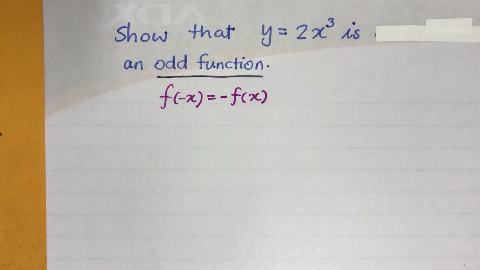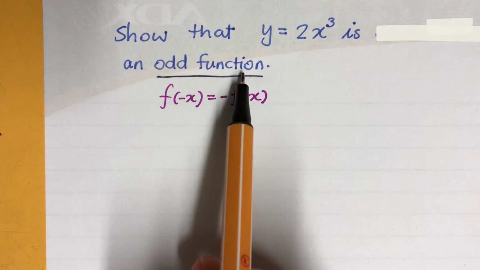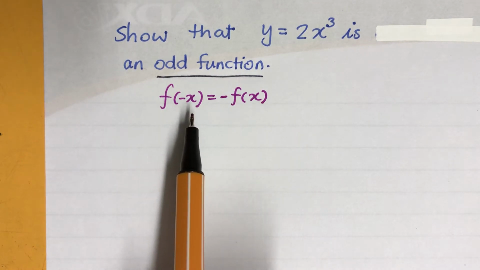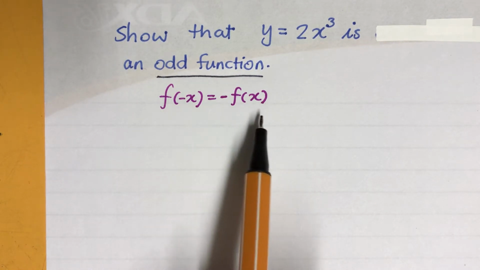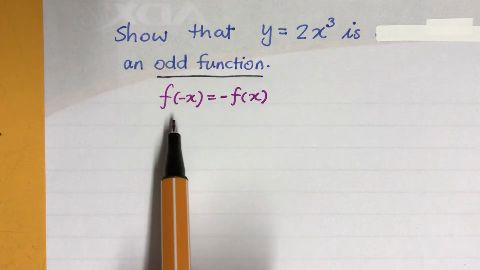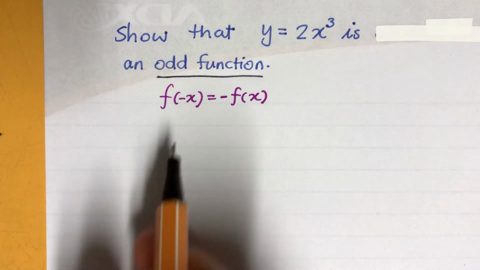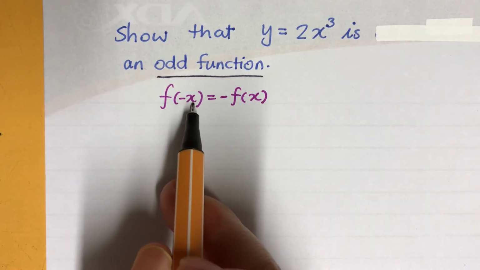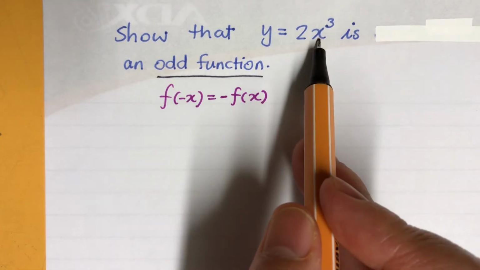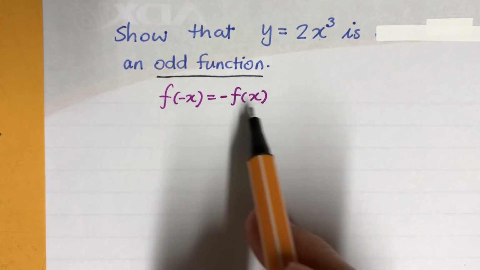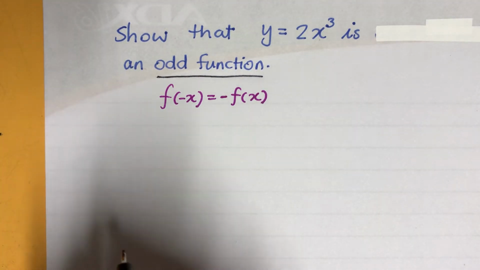Okay, next example is we'll show that y equals 2x cubed is an odd function. Now, as soon as you see odd function, it's a good idea to use a different color and put the formula underneath, so you know what you're about to do. So if I put minus x into here, I should have something like this in the end. Okay, so let's do that.